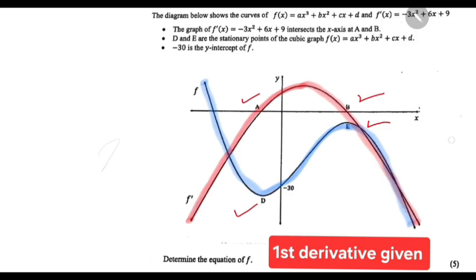Negative 30 is the y-intercept of f. So this negative 30 is the y-intercept of the cubic graph f. Must remember, f is the cubic graph, the blue one, and this is the parabola. This is the first derivative graph, which is the orange, or red, color.